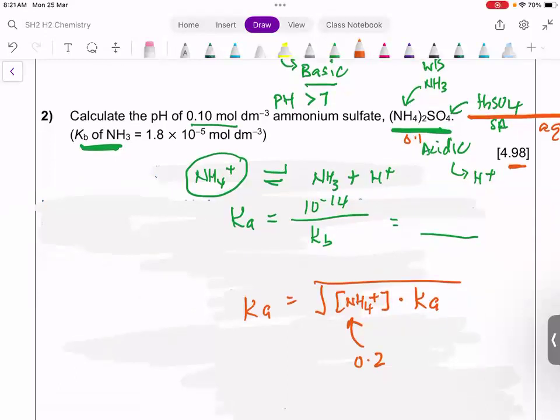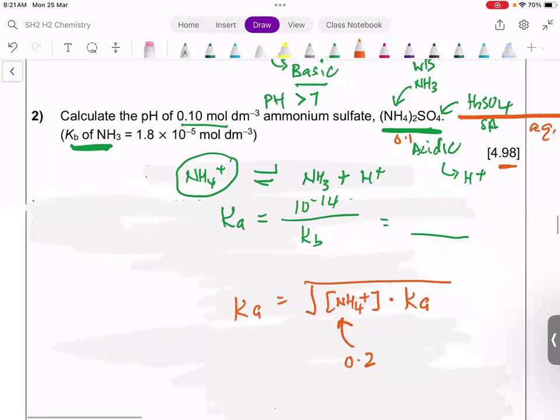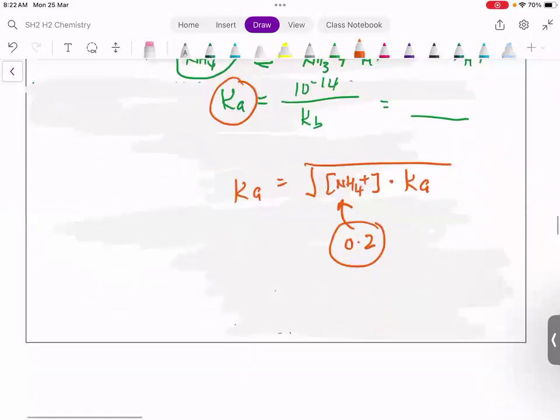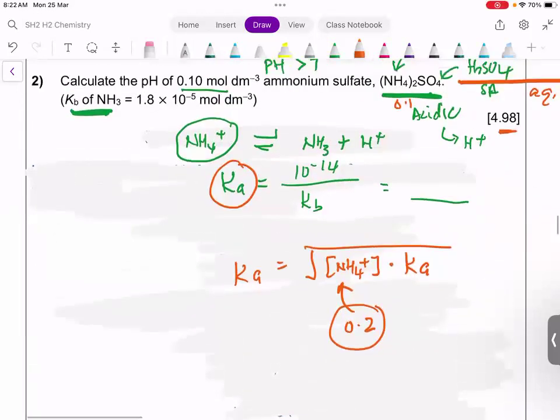Okay, so anyone who is not able to find the answer, can or not? So there are 2 things. You need to calculate your Ka value and you need to consider 0.2. Okay, any question? No question, then I move on. Answer 4.98. Sign, what sign? pH, there's no units because it's a logarithm function.